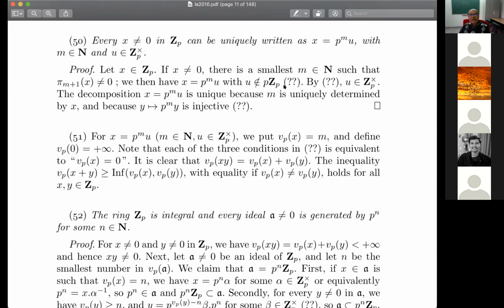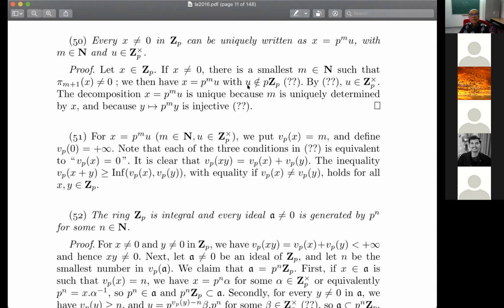By the way, at various points in the notes, there are these question marks. These question marks refer to something which we have already proved. And you are supposed to figure out what is being used here, and which result we have proved earlier is being used here.